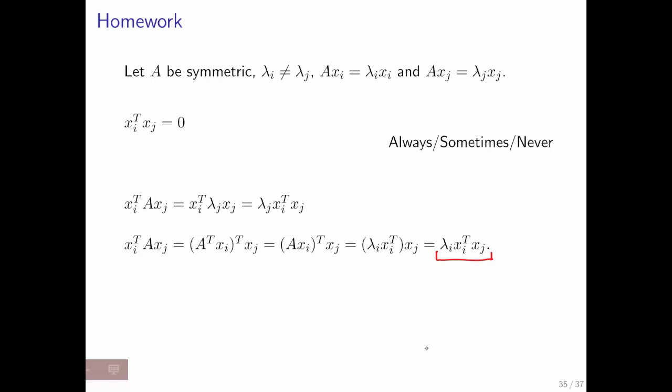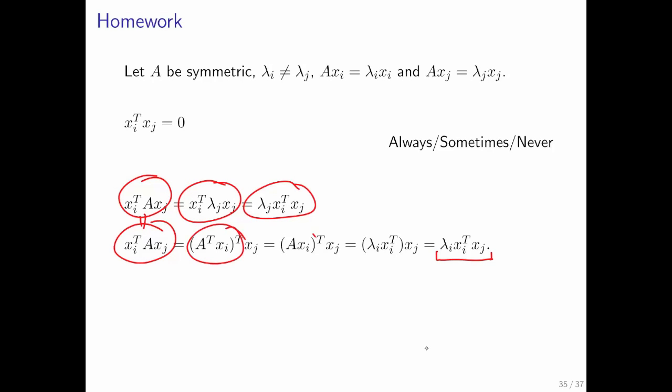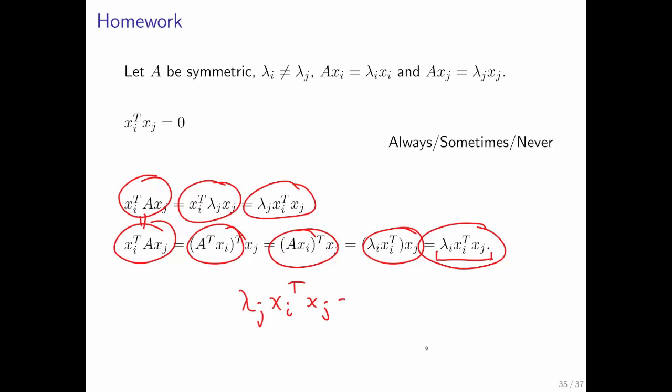Okay, but we know that these two are equal. So now we have that this is equal to that, is equal to that, is equal to that, and so on. And what does that mean? What it means is that lambda j xi transpose xj is equal to lambda i xi transpose xj.